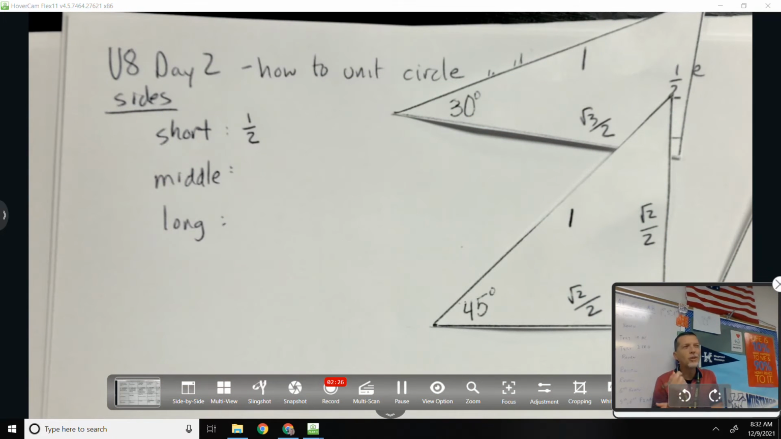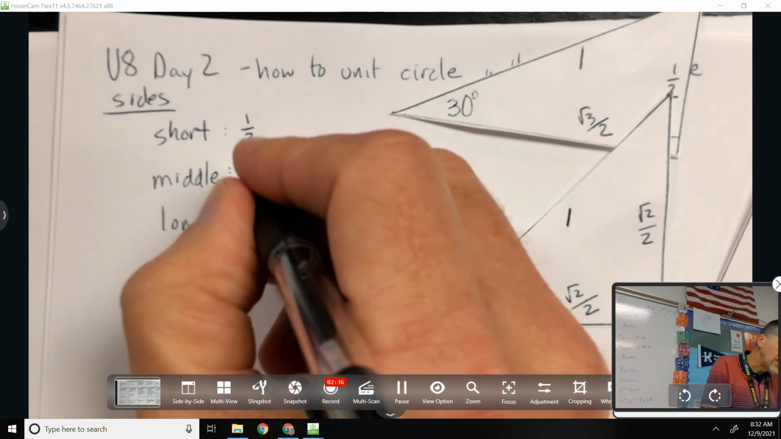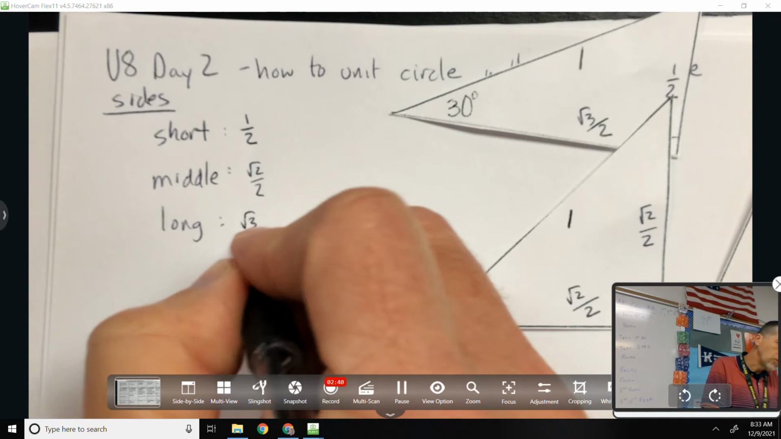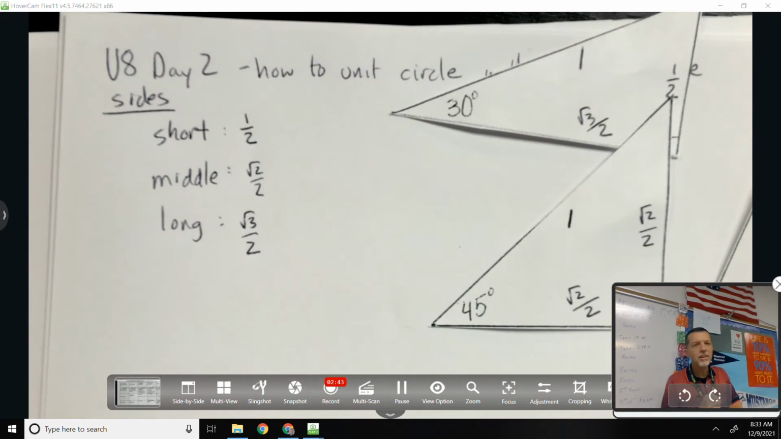You're like, there's only so many answers to the question, right? Like, if you don't know, you at least have a pool of numbers to guess from, right? 1/2. All the middle sides are root 2 over 2, and all the long sides are root 3 over 2. So if you absolutely get stuck, guess one of those, you got a decent chance of being right.